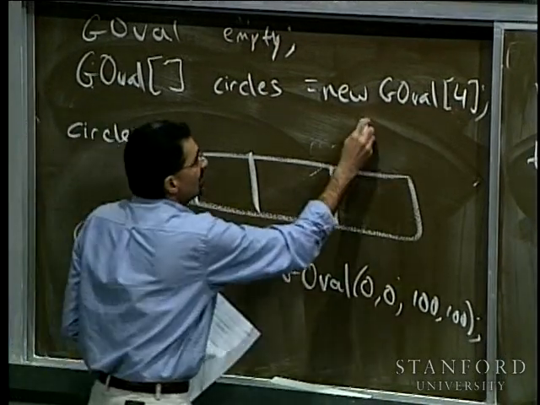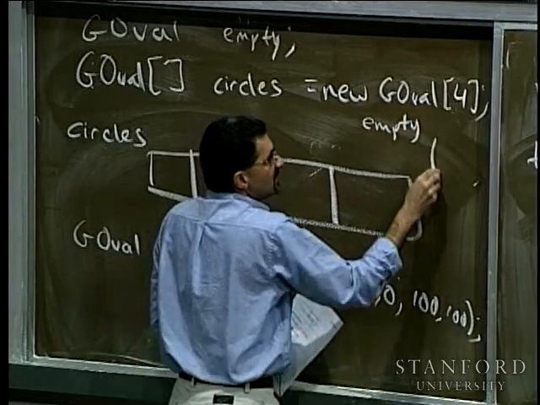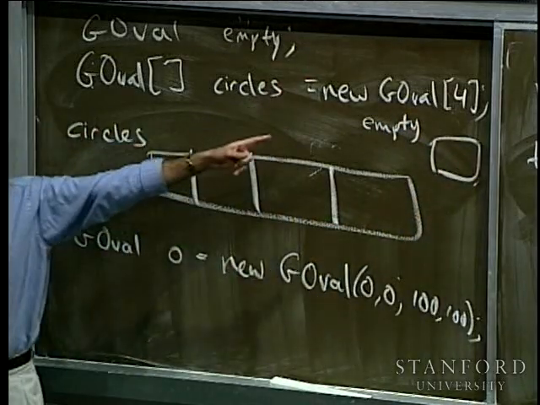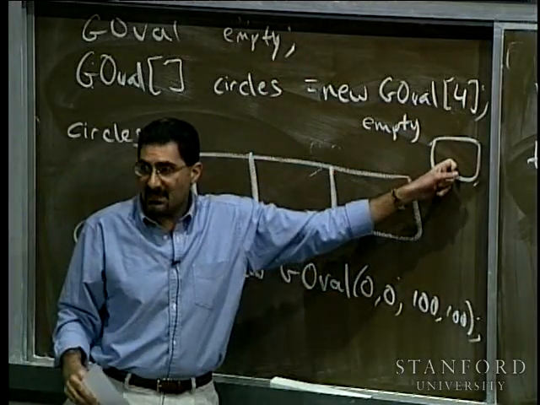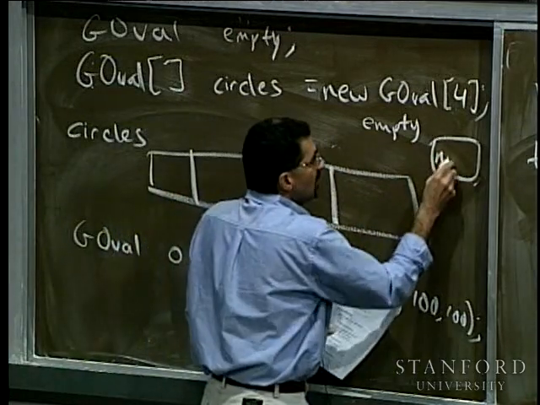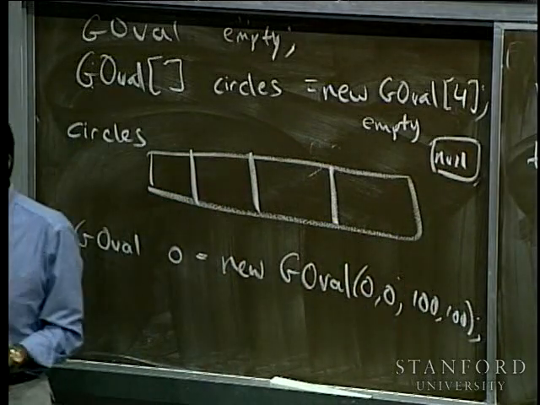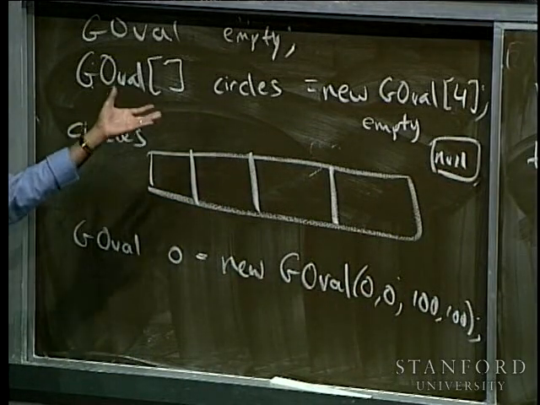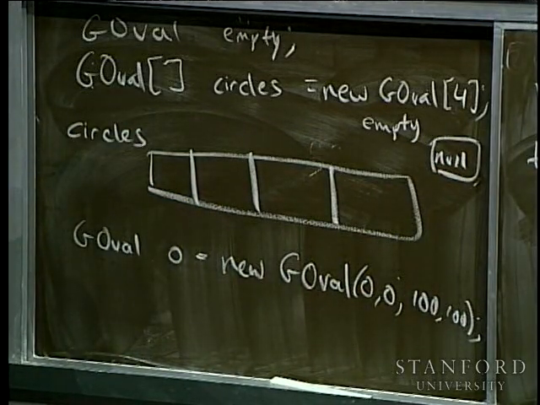I get this thing called empty over here, which is space for a GOval, but I haven't done new on it yet, which means this thing doesn't actually point to any object that is a GOval. Its value, for example, is null. Right? There's no actual GOval there. I just say, hey, get me the box that's going to store a GOval in it, but I'm not actually putting any GOval in it yet.